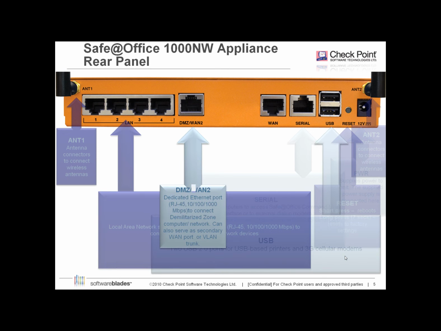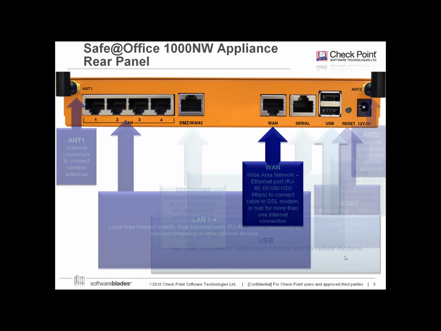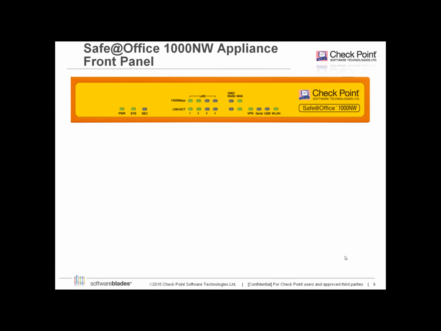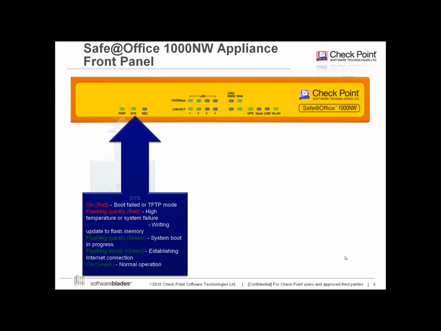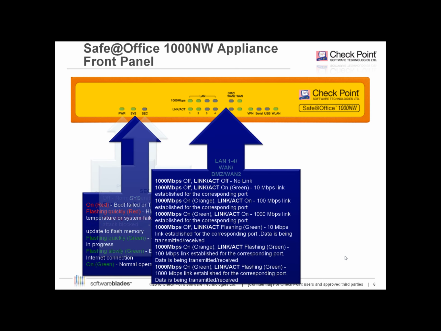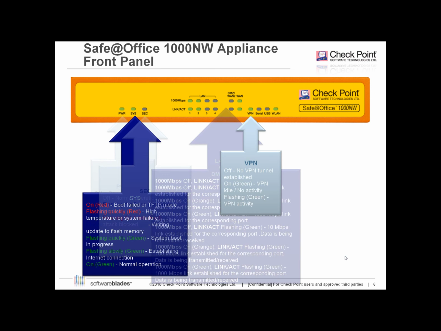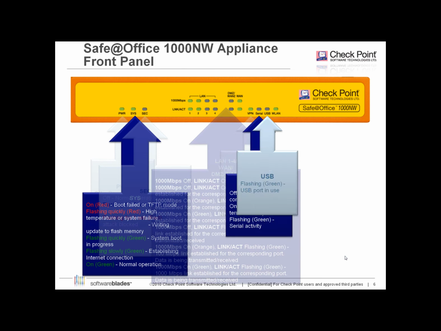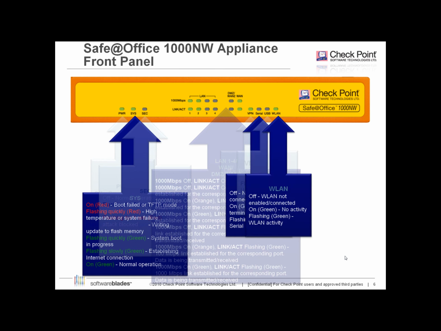We talked before about the LAN, the DMZ, the WAN connector, and again the front panel has the same behavior as before, regarding the power, the system, the security LEDs, the LAN or Ethernet connection LEDs, VPN, serial, USB. When it's flashing, it means that it's in use, whether it's a USB port, a 3G connection, or a printer. And the new LED is the wireless, which means when it's on there is no activity but it's on, and when it's flashing there is wireless connectivity.